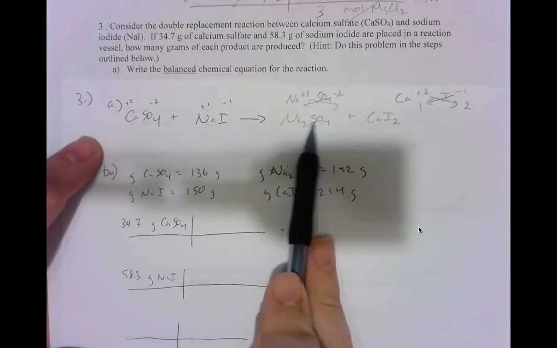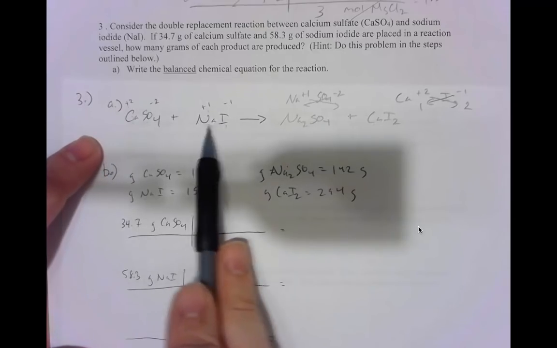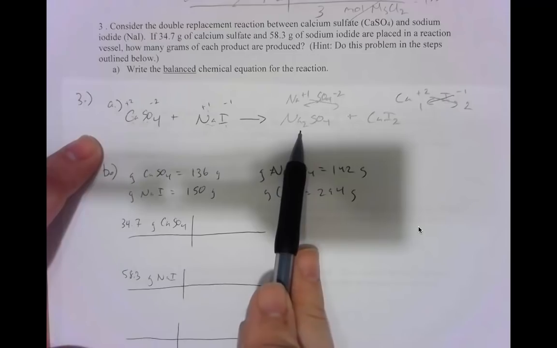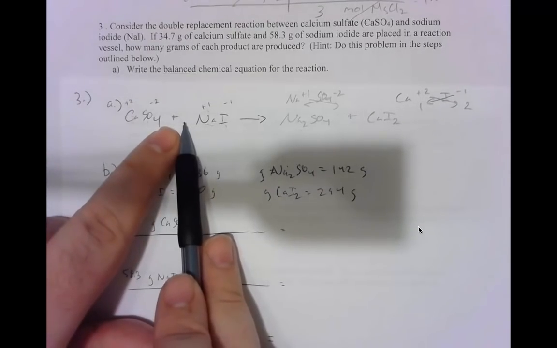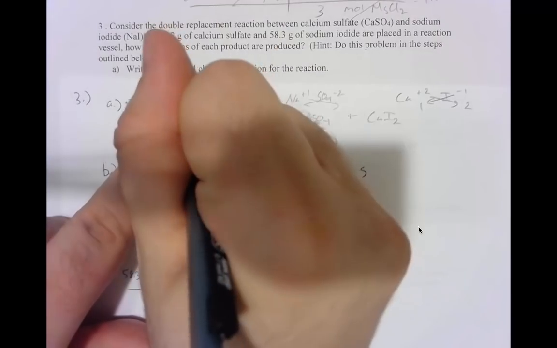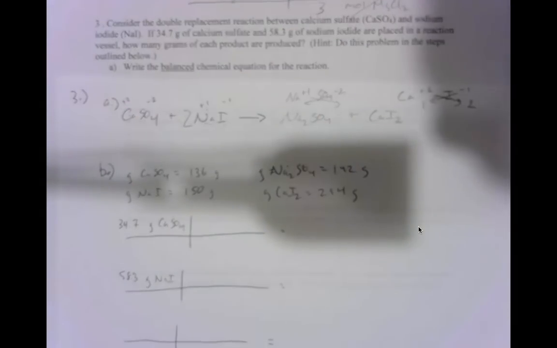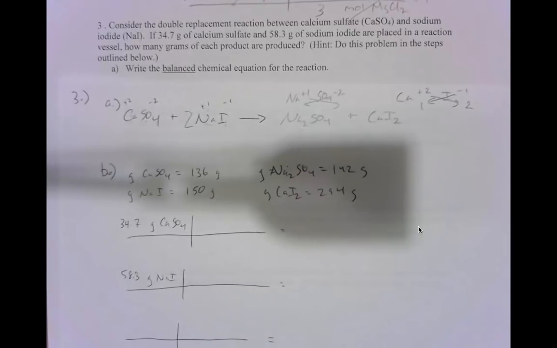Now we check our sodiums. There's 1 sodium on the left. Because of the subscript, there's 2 on the right. So that means we need to ask ourselves, what coefficient do we add? We need to multiply. What times 1 gives us 2? The answer is 2. So we put a 2 in front of our sodium iodide.